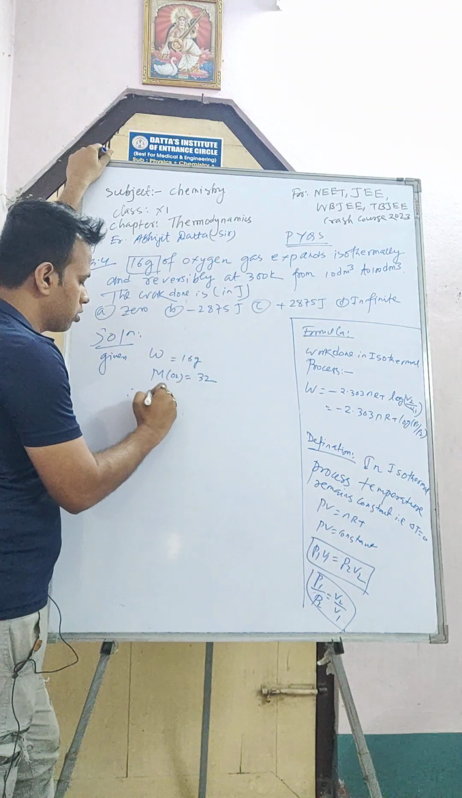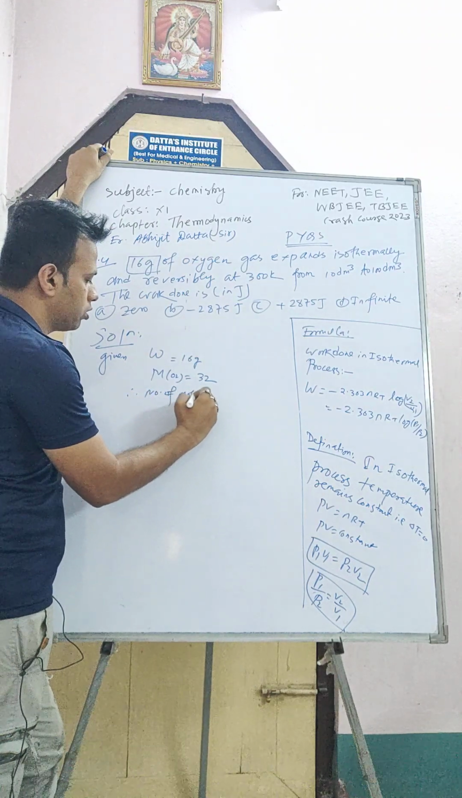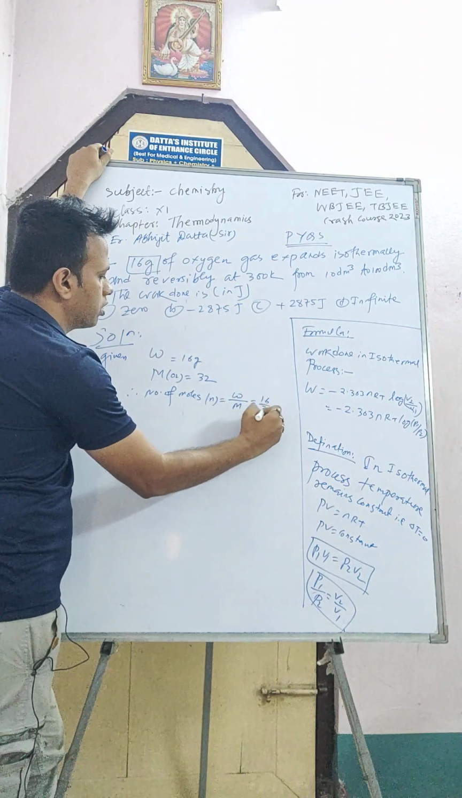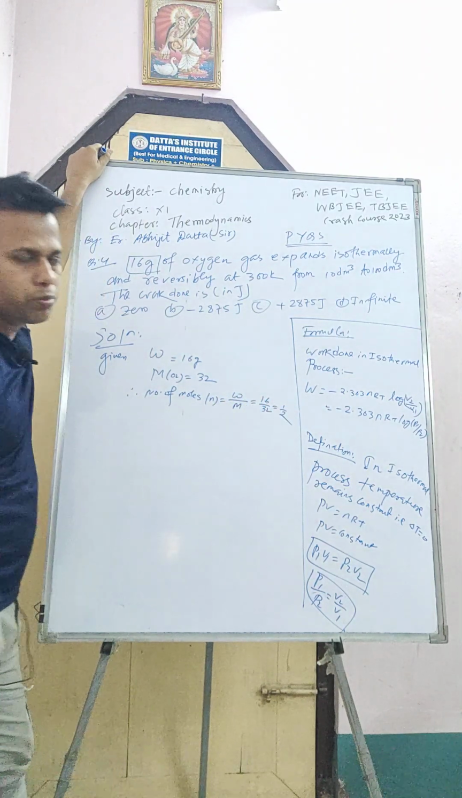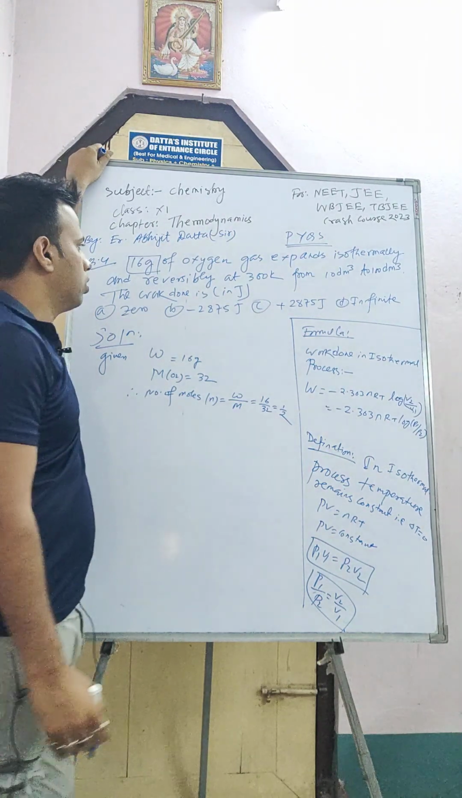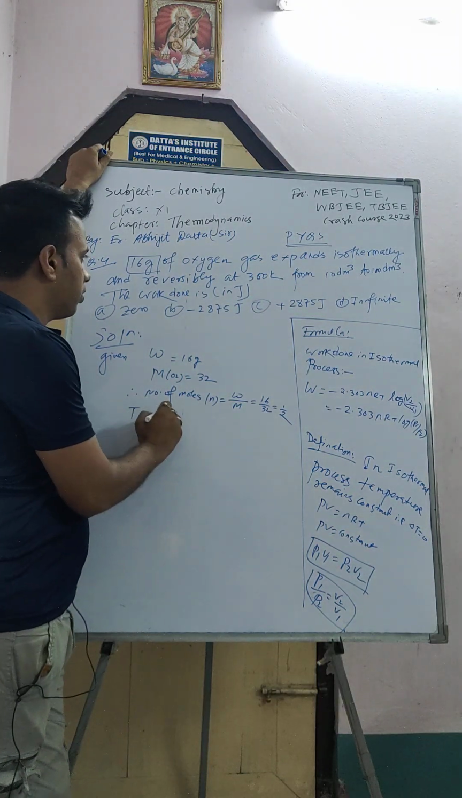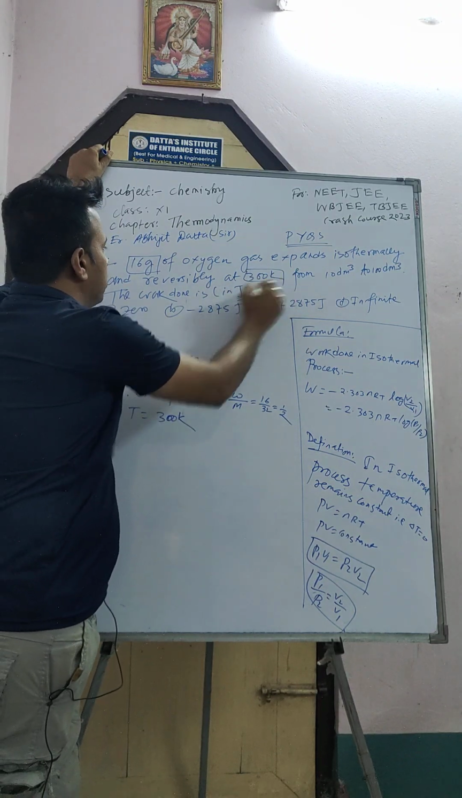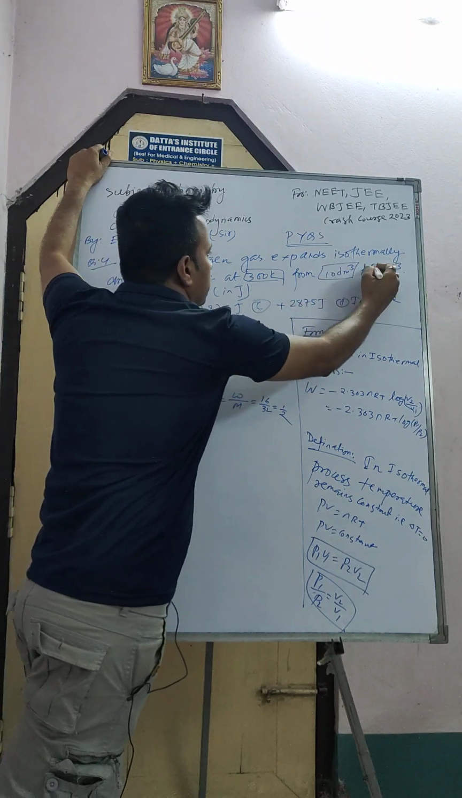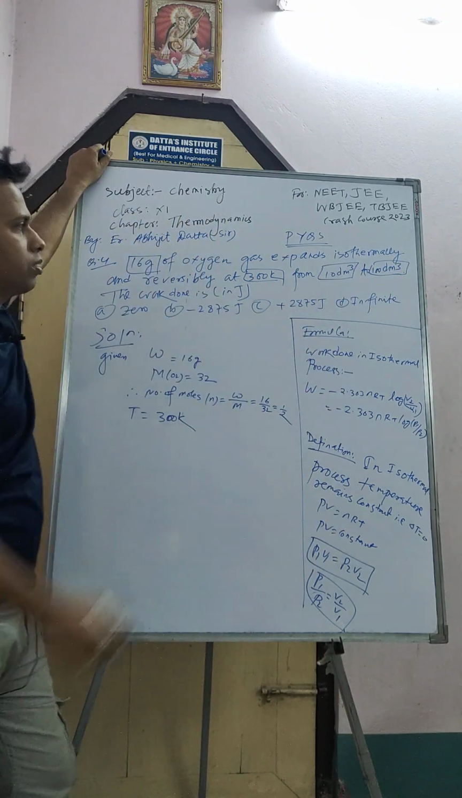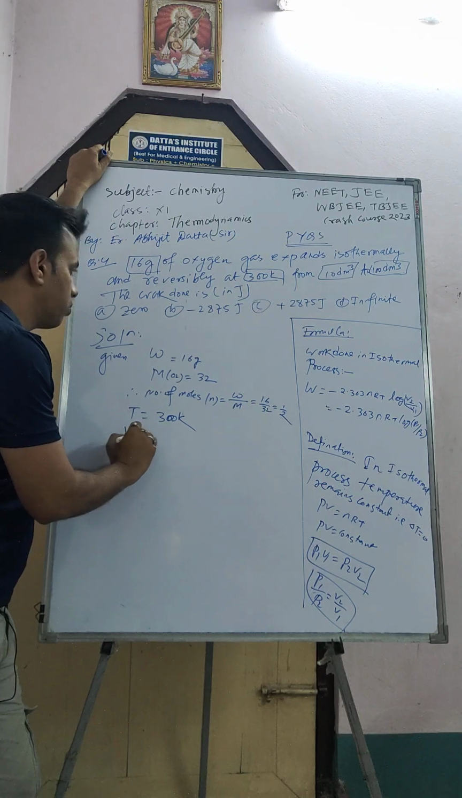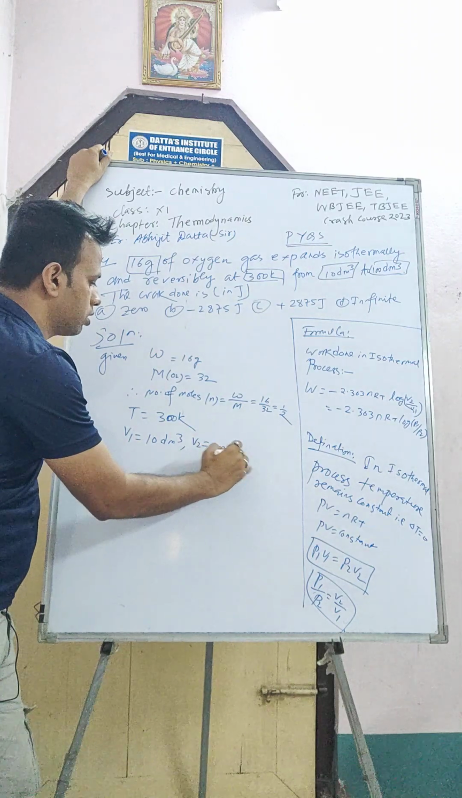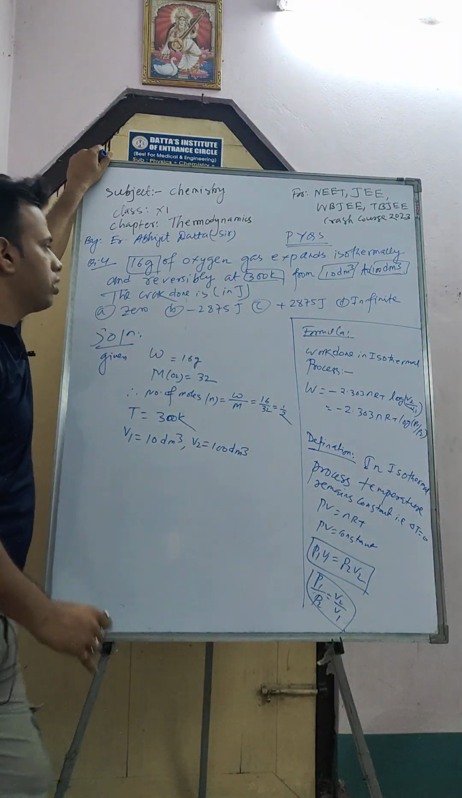So number of moles n is equal to W by M, that is 16 by 32, that is 1 by 2, that is 0.5 mole. Now temperature is 300 K. This one is initial volume, V1 equal to 10 decimeter cube, and final volume V2 equal to 100 decimeter cube.